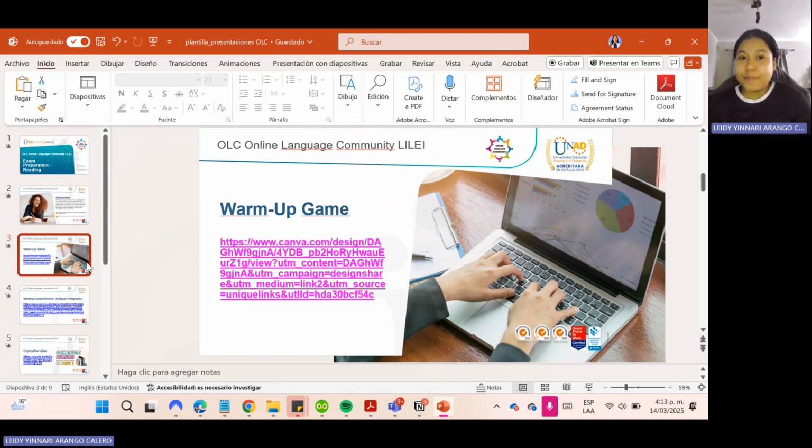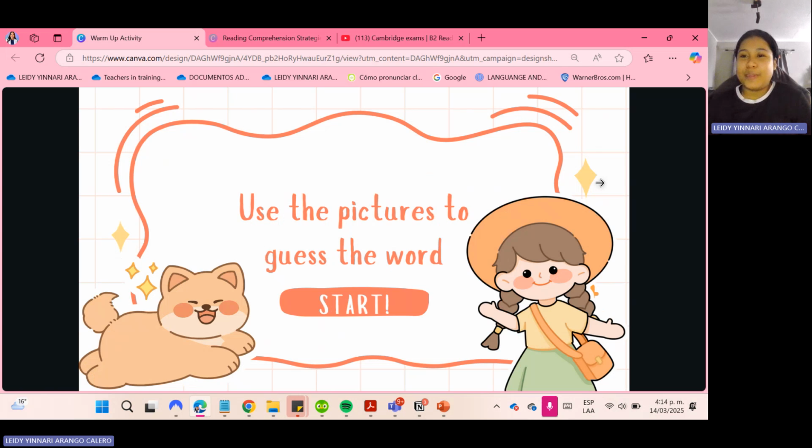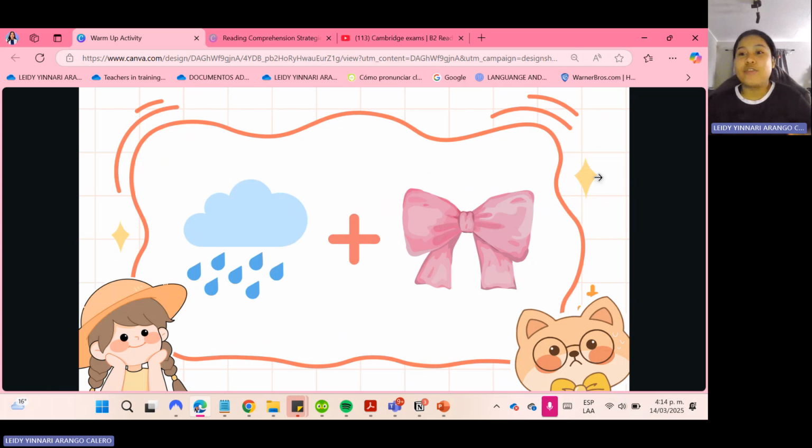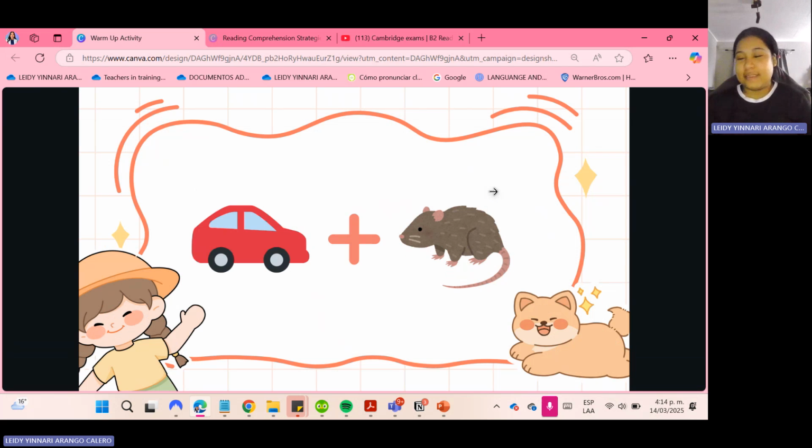Like I mentioned before, I created this warm-up game, the one that I was showing you. It's just to start a little bit. The idea was that I show you two emojis and you try to find out the word. For example, we have rain and bow, so rainbow together, and lips and a stick, lipstick, and so on. This is just an example because there are 8 slides with different emojis.